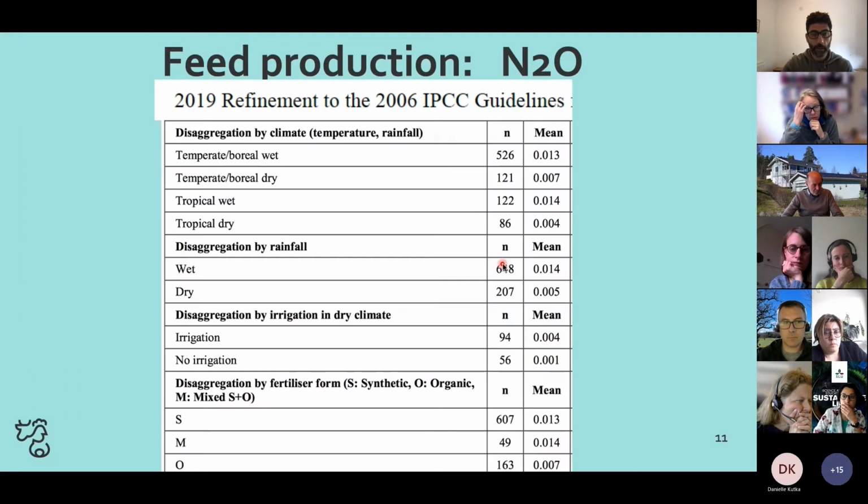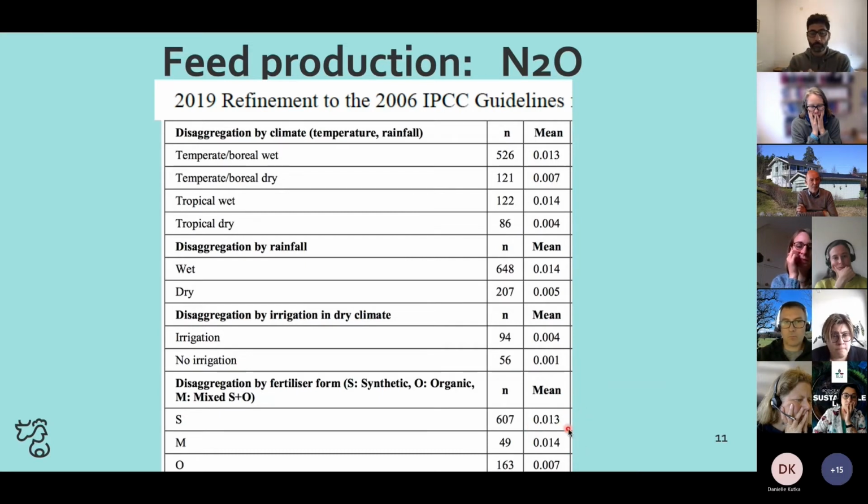So as an example, in the latest 2019 IPCC guidelines, which updated the previous one from 2006, we can see the emission factor in, I think, kilograms per 1,000 kilograms, grams per kilogram. Basically, you can see the moisture or the rainfall is an important factor. Whether it's wet or dry determines quite a lot the amount of nitrous oxide that is produced per kilogram of input, whether there is irrigation or not, or whether the fertilizer is organic or synthetic. There is a big change in the amount of nitrous oxide that is emitted.